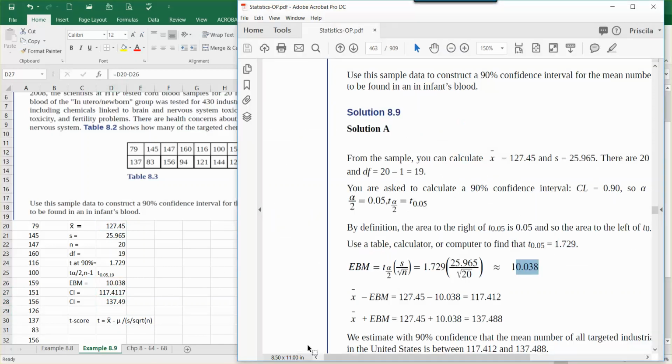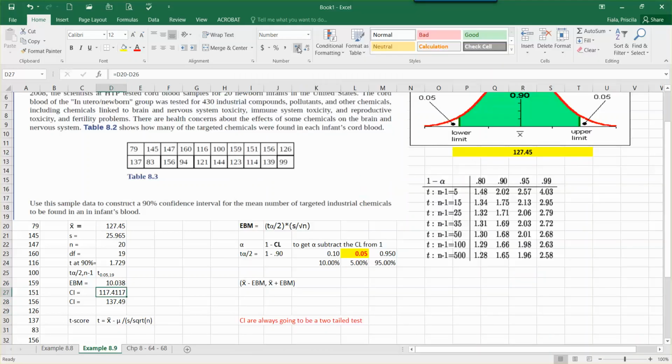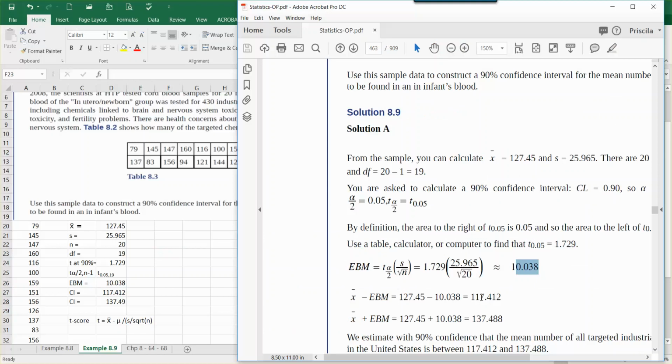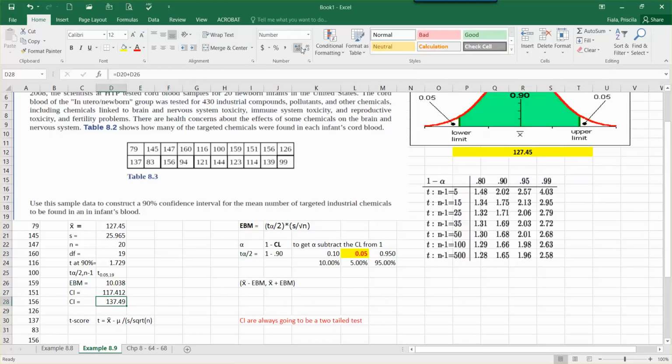Let me see how many digits they use, and if we are correct, they use 3 digits. So if I round this up, 117.412 is our lower bound, 137.488, which we would make one more. So let's put this over here. Equals my lower bound and equals my upper bound.